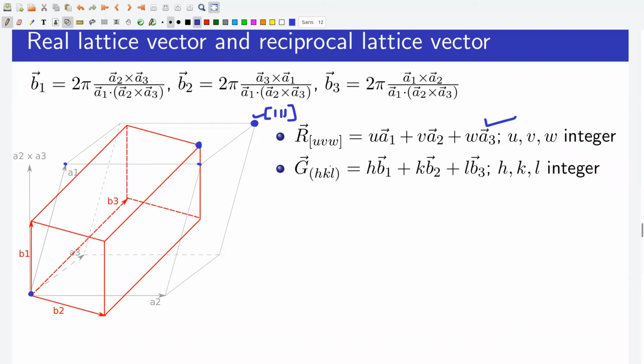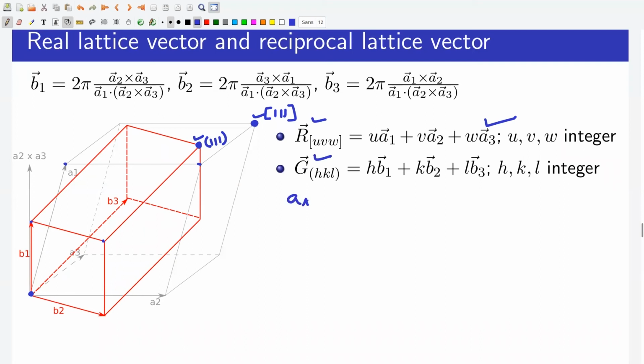Similarly, we can write a general reciprocal lattice vector as G_hkl, and this is equal to h times B1 plus k times B2 plus l times B3, where h, k, l are integers. For example, let's take this point in the reciprocal lattice. We move along B1 by 1 unit, along B2 by 1 unit, and along B3 by 1 unit, and then this is the 1, 1, 1 point in the reciprocal lattice. Now, can we take a dot product between R and G?